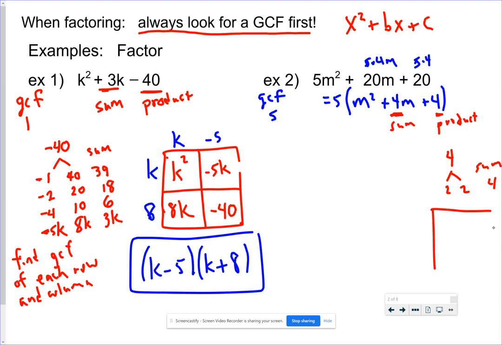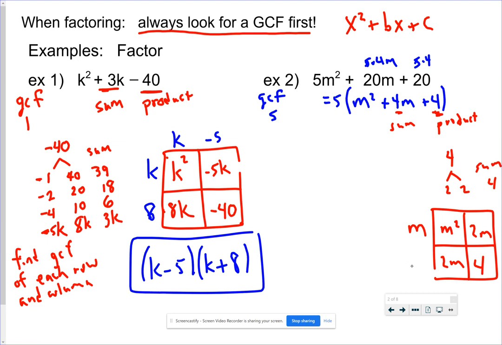So building the table, we're going to put our m squared right here. Not a 5m squared, but an m squared, because we've factored out the 5. We're now working on this trinomial right here. Okay. So there's our m squared. We're going to put our constant term in the lower corner. That's our 4. And then the 4m, we're going to make it 2m and 2m. And we're going to look at each row and each column and find the GCF.